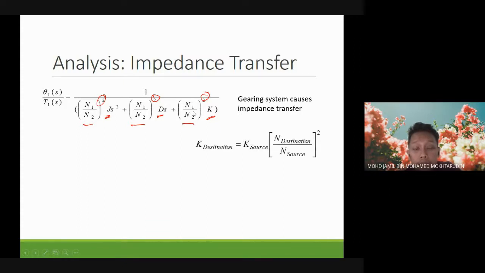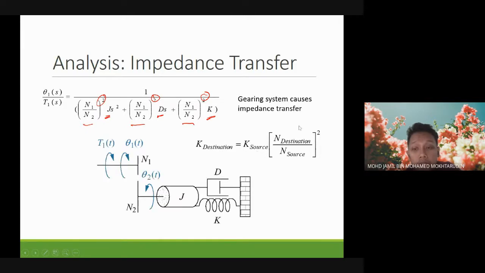In this equation, we define the impedance transfer as K destination equals K source multiplied by the number of teeth of the gear at the destination divided by the number of teeth of the gear at the source. So what is destination and source? Just now we moved the T1 onto the second part, from the first part into the second part.